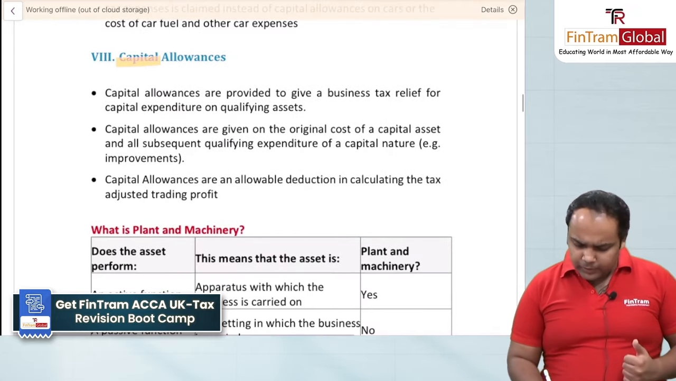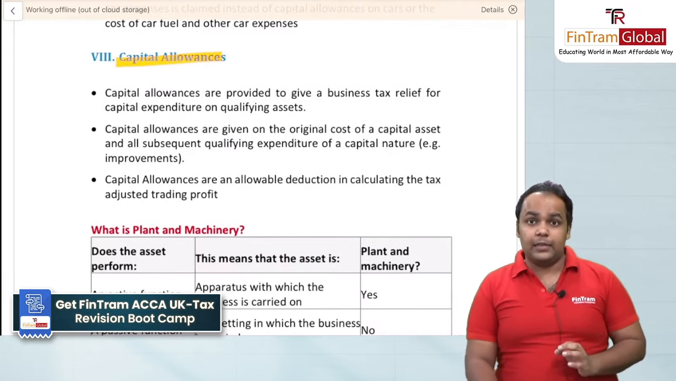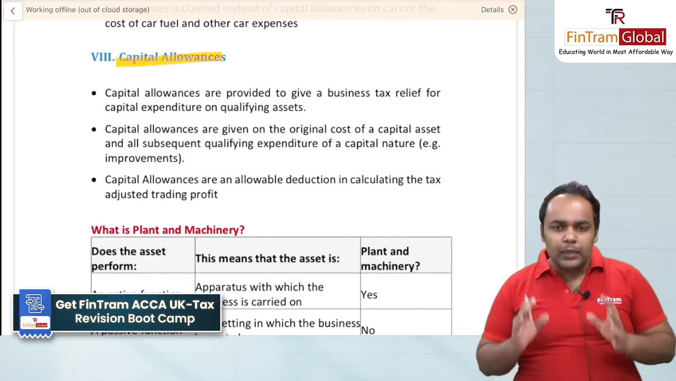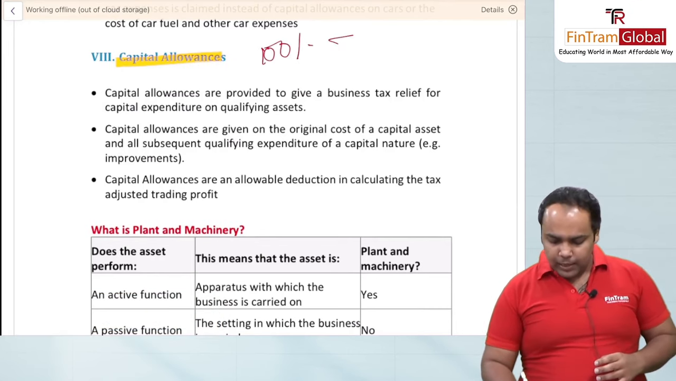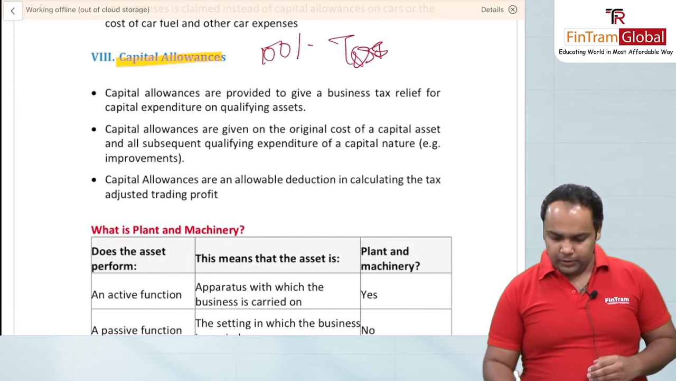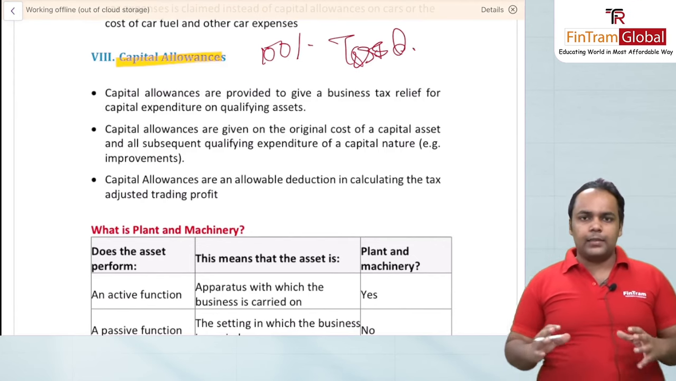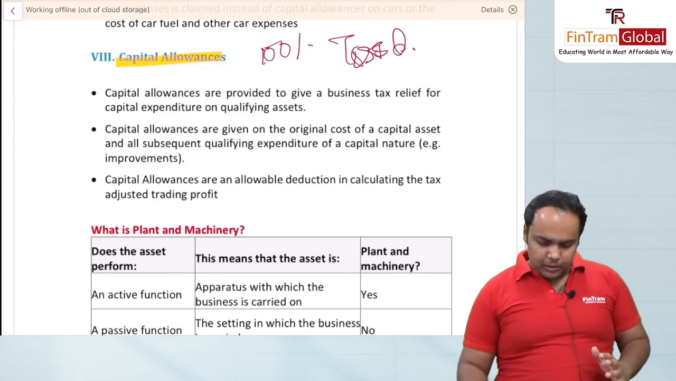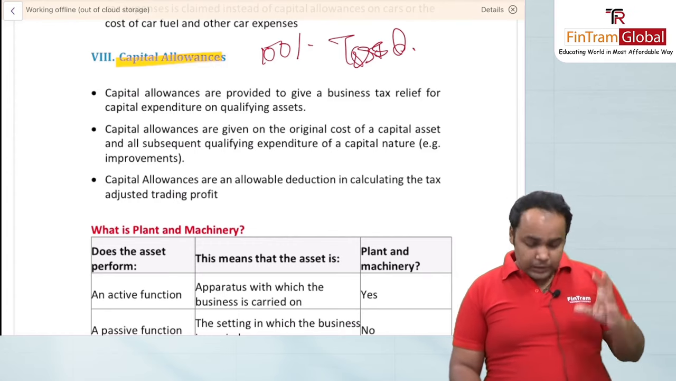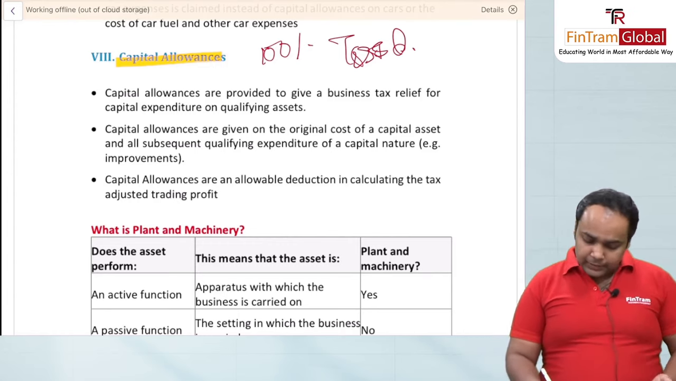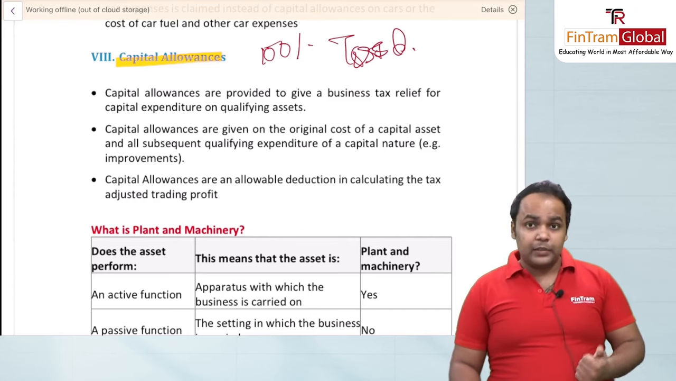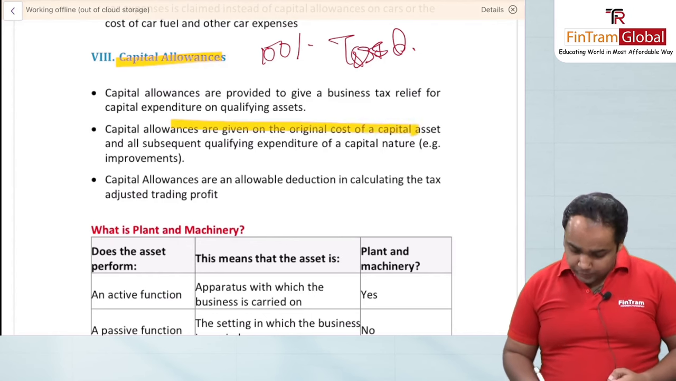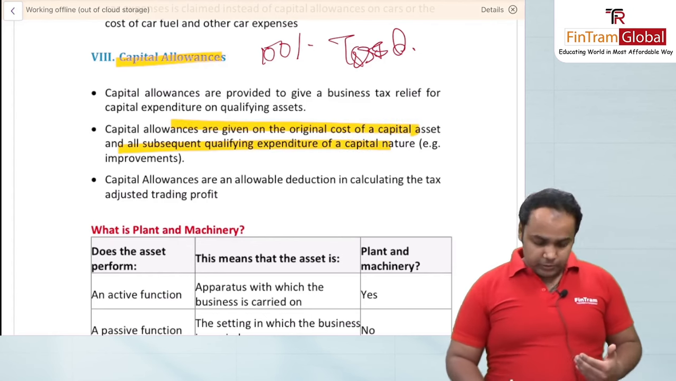Coming to an extremely important chapter on capital allowances, guys. Capital allowances will 100% be tested in some form or the other, an absolute sure shot in the examination. An ACCA tax examination is incomplete without capital allowances, so you have to know this very, very well. Again, this is in lieu of depreciation on qualifying assets. They're given on the original cost of an asset and all subsequent qualifying expenditure of a capital nature.